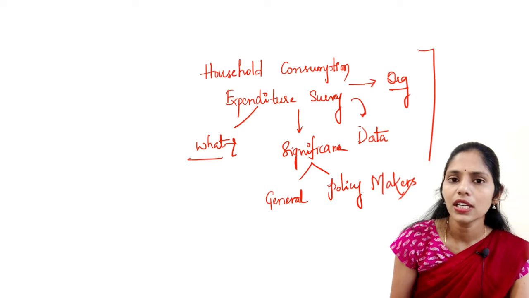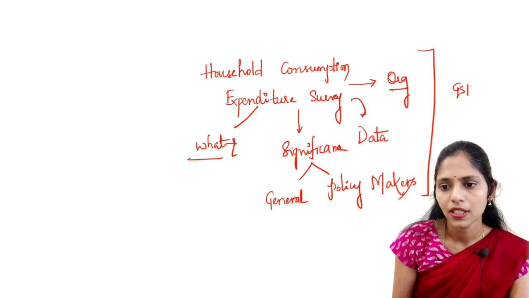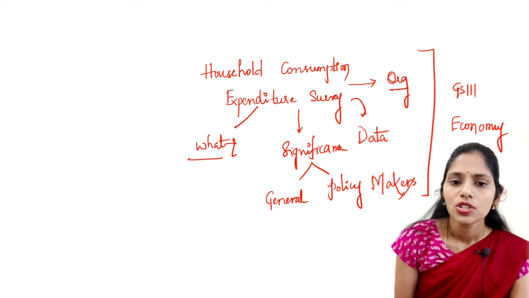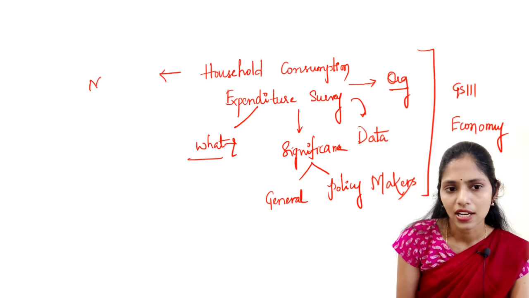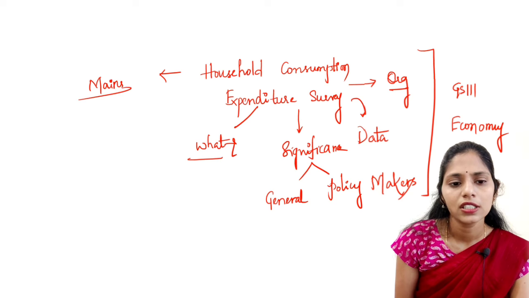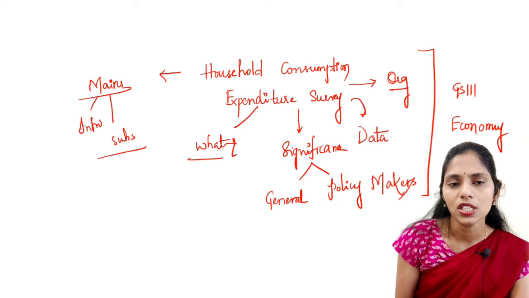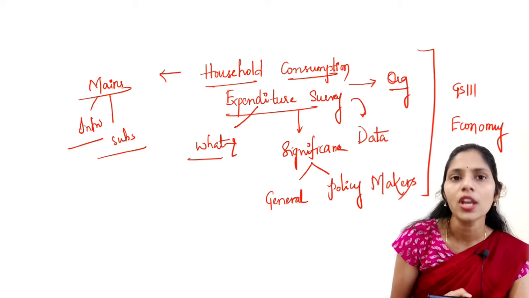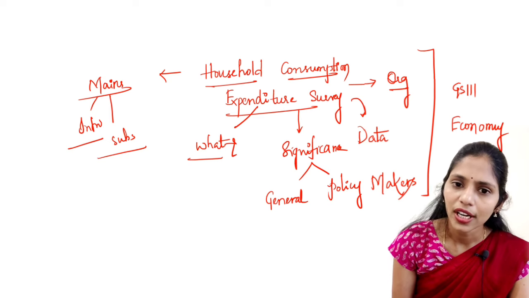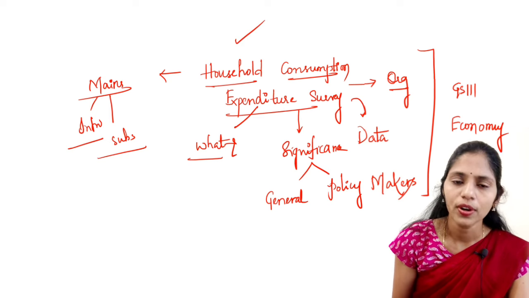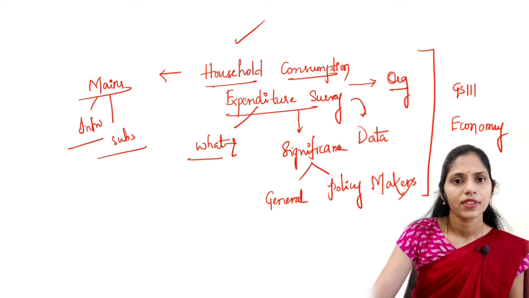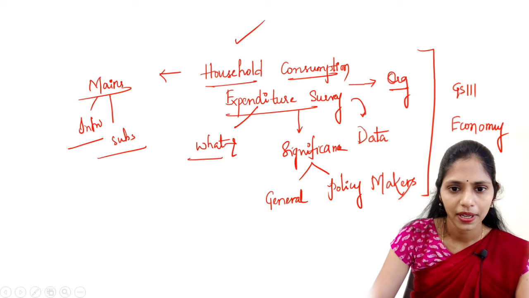This article is important for your GS paper 3 under economy. How can you use this article? Whenever you are writing any mains answer, either in the introduction or to substantiate your argument, this data will be very useful and you can quote this household consumption expenditure survey. Already in yesterday's class we discussed almost all the points, and in today's class we are going to see some key highlights. So let us go back to our page.